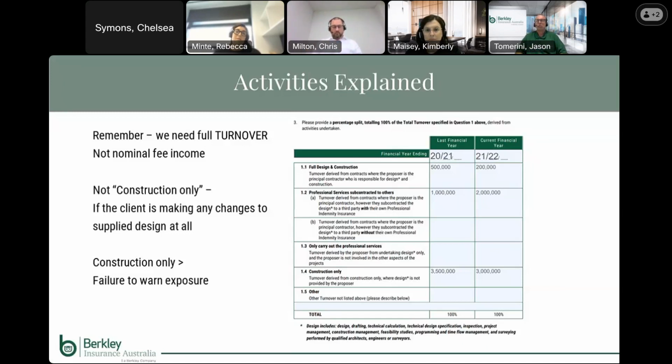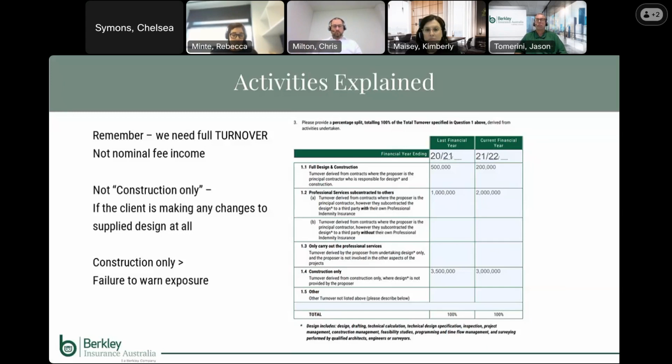I did receive a submission last week where the broker explained in her email that all third-party design, or all designs, were signed off by an external engineer. And then when I looked into the proposal form, the client had noted 100% of their turnover in the construction only. Because of the additional information the broker had provided to me, I understood exactly how I needed to rate for this client.